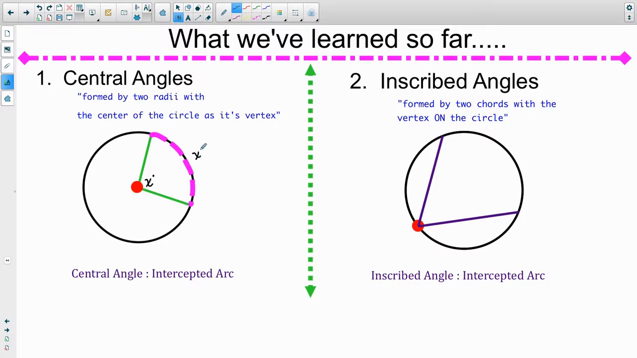And if that angle is x degrees, that intercepted arc will also be x degrees, because the ratio of a central angle to its intercepted arc is a 1-to-1 ratio.